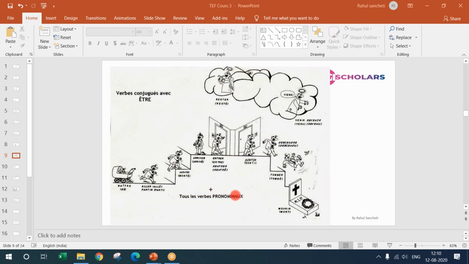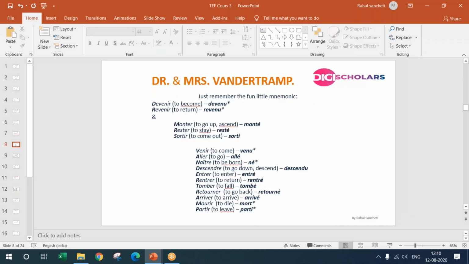Toutes les verbes pronominaux, that is all the other pronominal verbs. All of these are conjugated with être. And remember, this is only past tense. Okay? Yeah, thank you. So there is another way of remembering it.